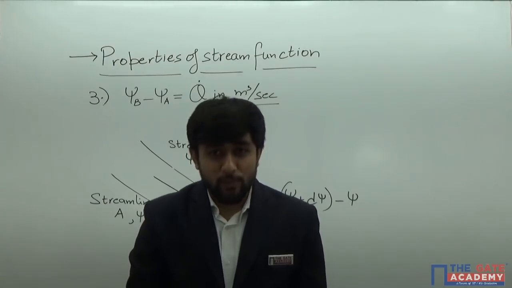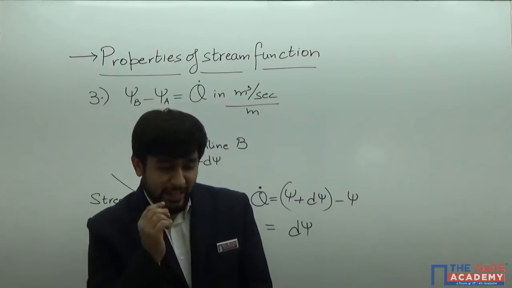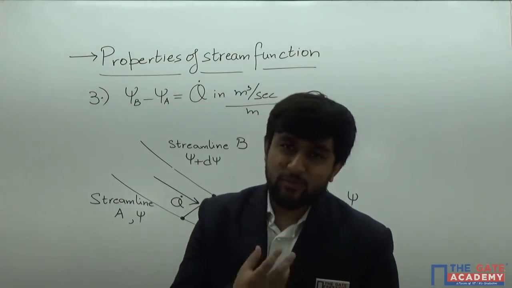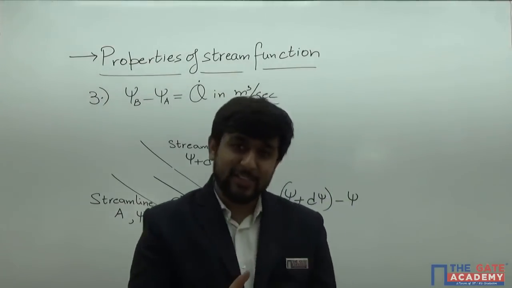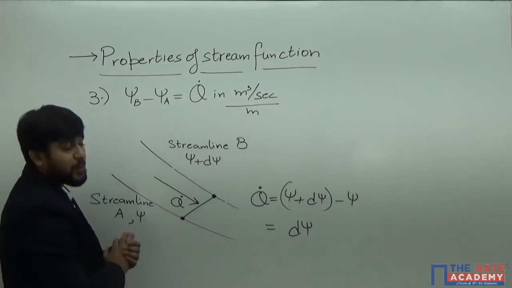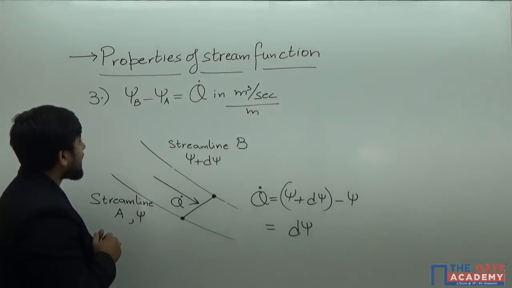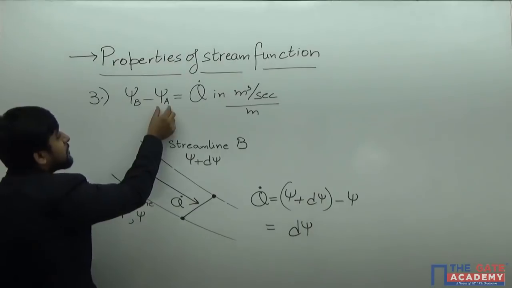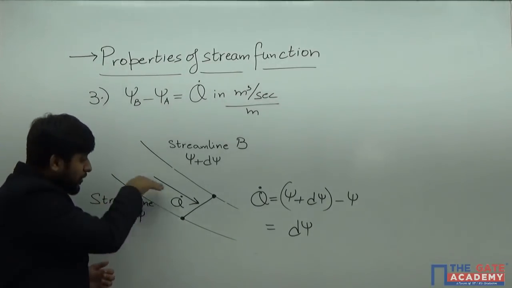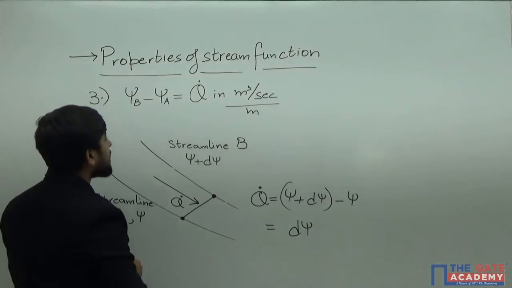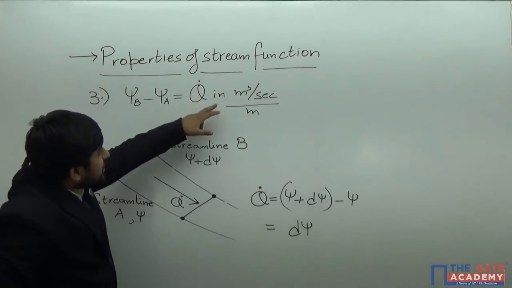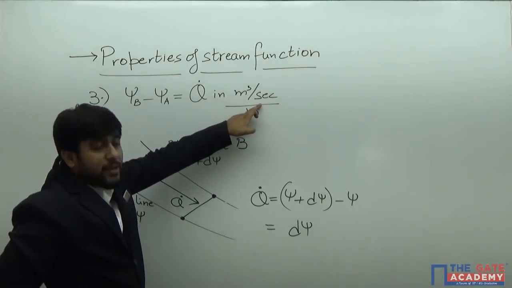The next important property of the stream function is that it helps us to find out the discharge or the flow rate in the flow field. Okay, and what it says is that let us suppose there are two streamlines, one is A and the other is B. Now corresponding to these streamlines, these stream functions have values psi B and psi A. So the discharge flowing between the two streamlines can be calculated, and it is simply equal to psi B minus psi A.